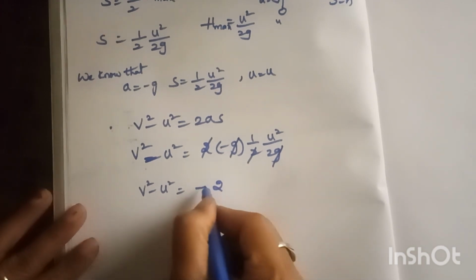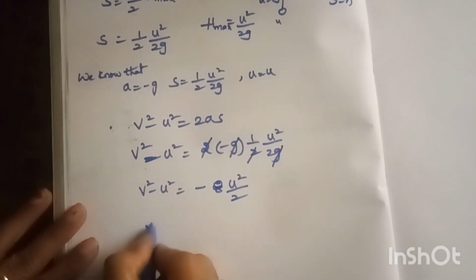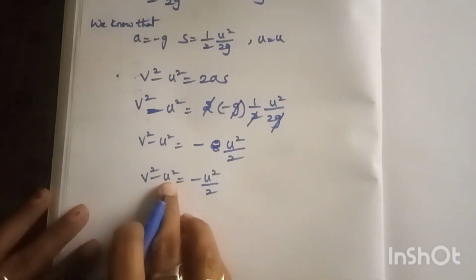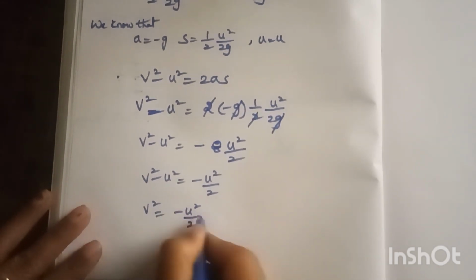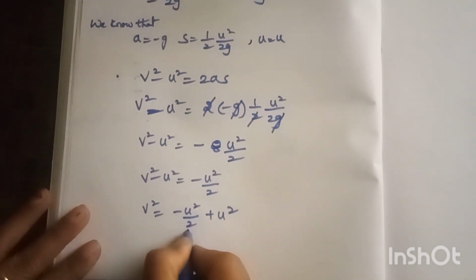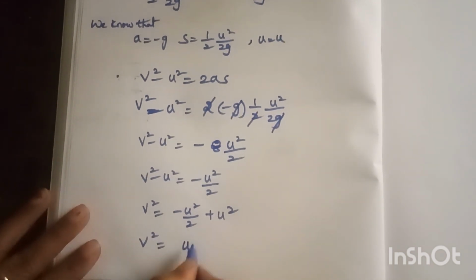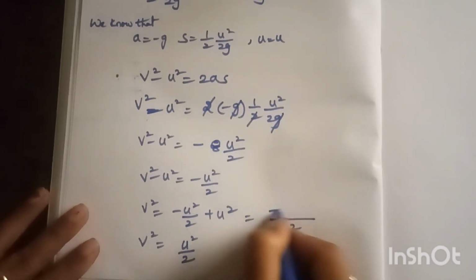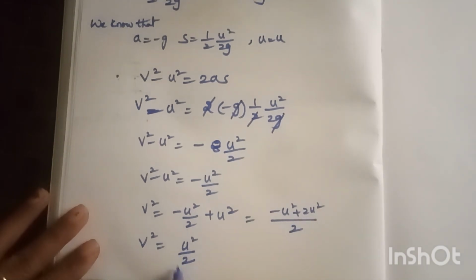So minus u square by 2. v square minus u square equals minus u square by 2. Send this minus u square to the right hand side. v square equals minus u square by 2 plus u square. Minus u square by 2 plus u square will be u square by 2. If you take LCM 2, minus u square plus 2u square, that is u square, so it will be u square by 2.